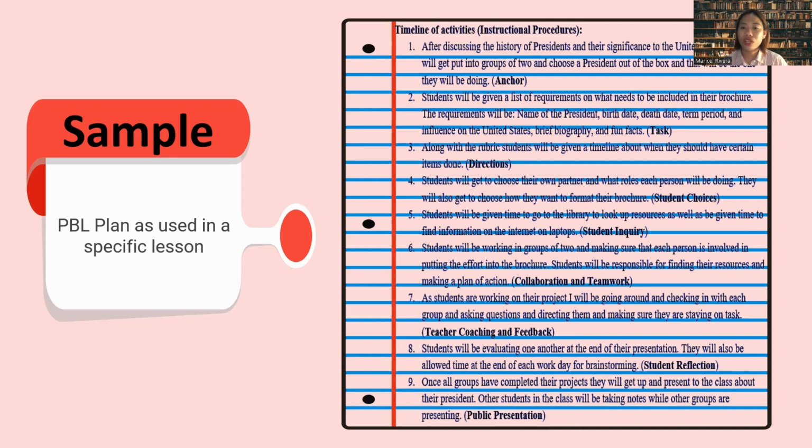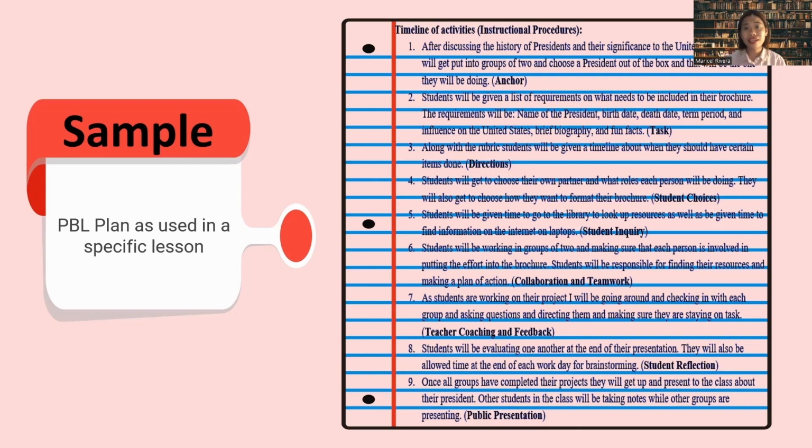And then for number 8, students will be evaluating one another at the end of their presentation. There will also be allowed time at the end of each workday for brainstorming. So now you'll be doing student reflection. And once all groups have completed their projects, they will get up and present to the class about their president. Other students in the class will be taking notes, so other groups are presenting in a public presentation.